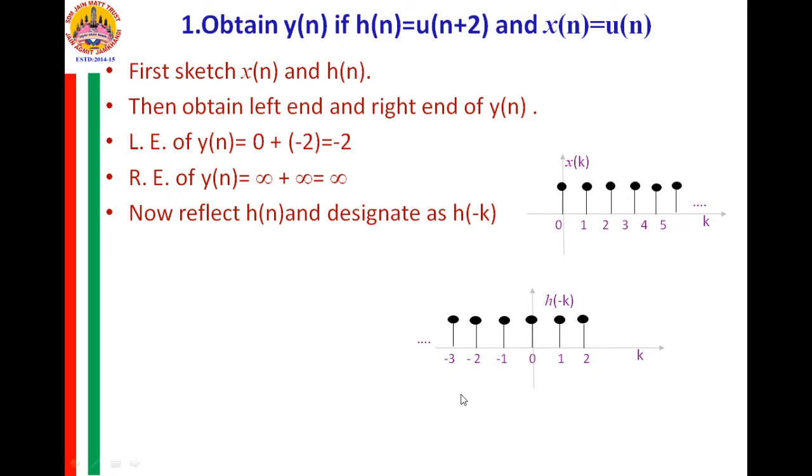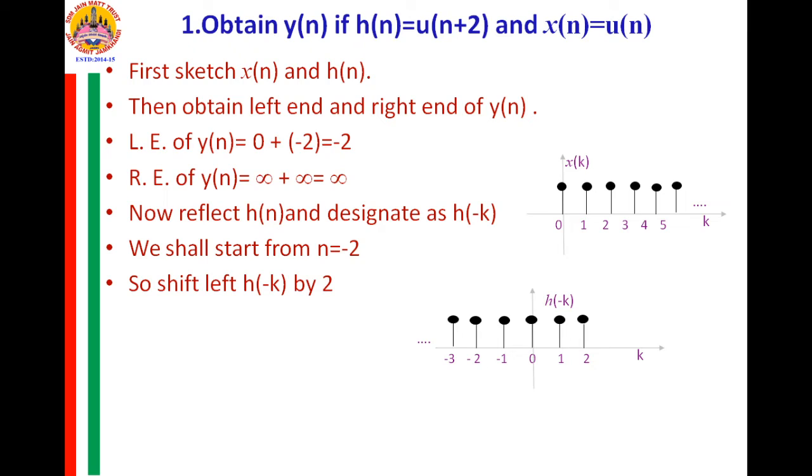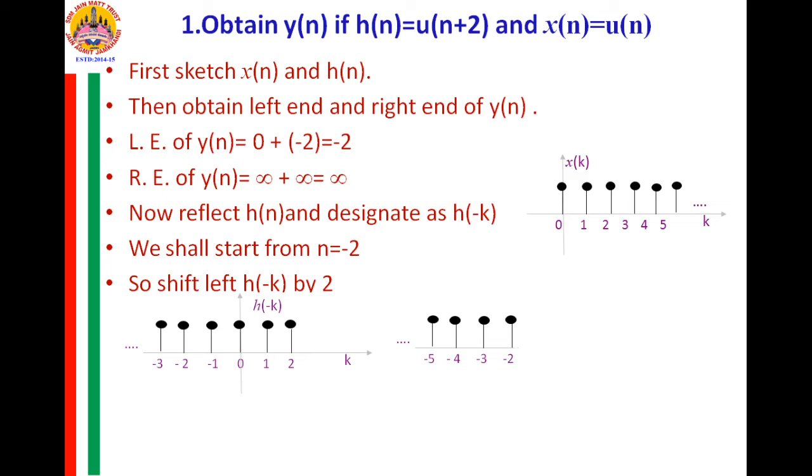Since it is a reflected signal, to obtain h of minus 2 minus k, we have to shift this h of minus k to the left side by the amount of 2. So, to start with, n is equal to minus 2, let us shift left this h of minus k by an amount of 2 and obtain here h of minus 2 minus k. So, h of minus 2 minus k exists from minus infinity to 0. Now, we have to multiply this shifted signal with x of k.